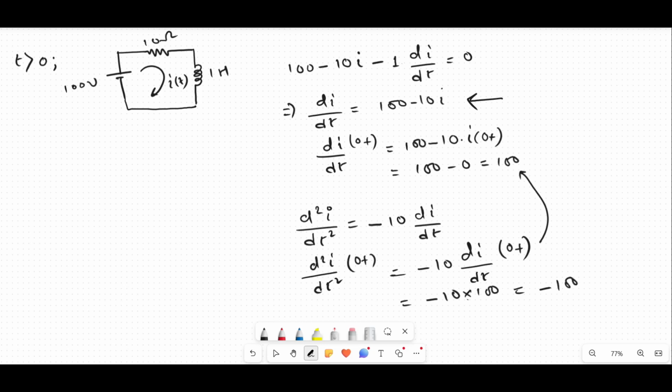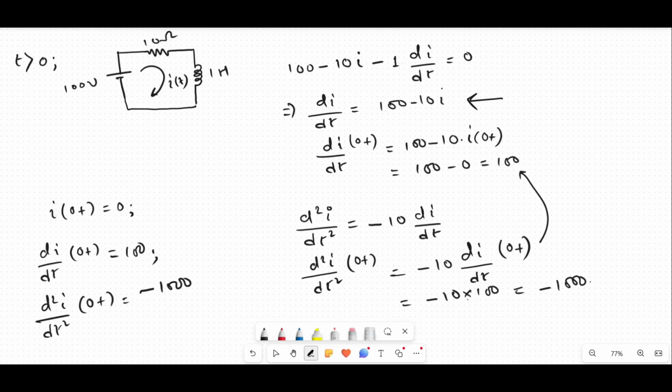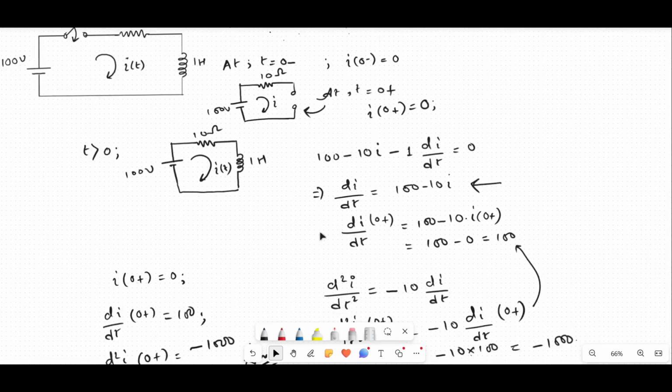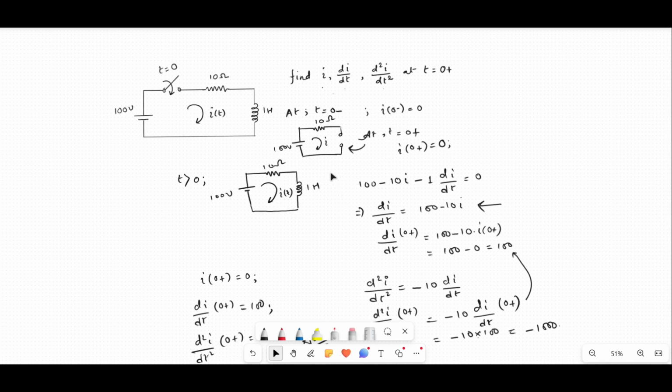So our values, as we have determined here: I at 0 plus is 0, then di/dt at 0 plus is 100, and we have determined d2i/dt2 at 0 plus equals minus 1000. So I hope you have understood how to solve this numerical. Like this you can try various other numericals, and I hope it is beneficial for you and you have understood how we can do transient analysis and how we can solve the numericals.